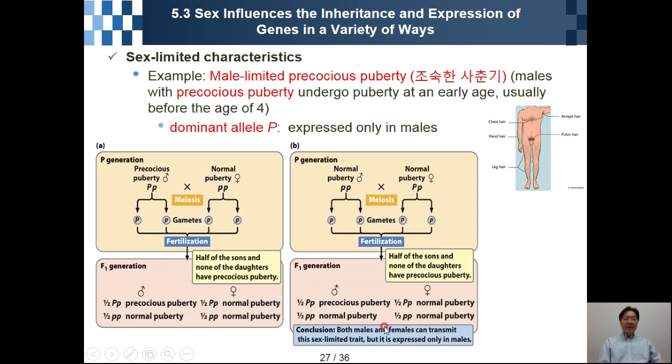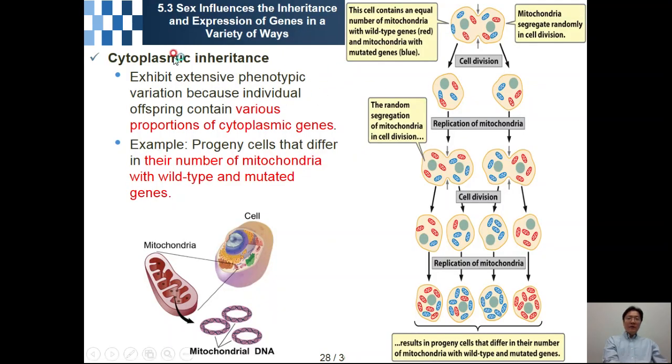So it means that both male and female can transmit this sex-limited trait, but it is only expressed in the male. So dominant P is only expressed in the male. So this is another example of sex-limited precocious puberty. In this slide, we will learn the cytoplasmic inheritance.